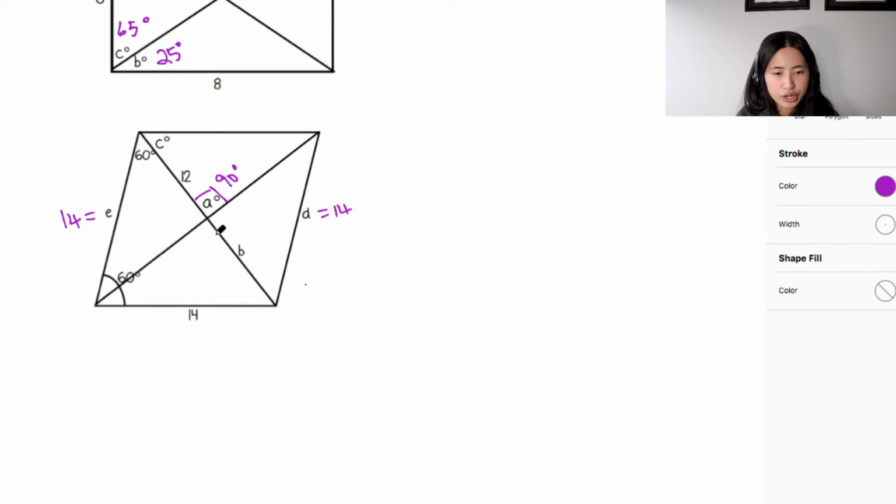And this B over here, you know that this is 12, right? Therefore, because it's a rhombus, the diagonals are supposed to be equal to one another. Therefore, this is also 12.